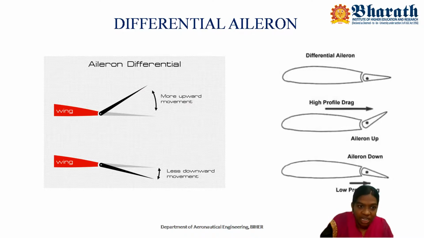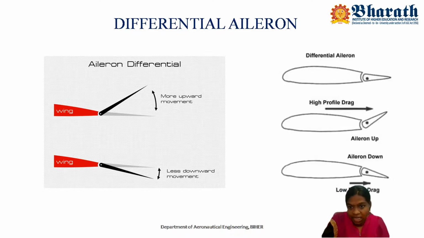When you see the left figure, the upward deflection angle is more than that of the downward direction. By varying the angle of deflection, this is nullified. When it is deflected downwards, there will be more induced drag generated, right, because of the pressure distribution.